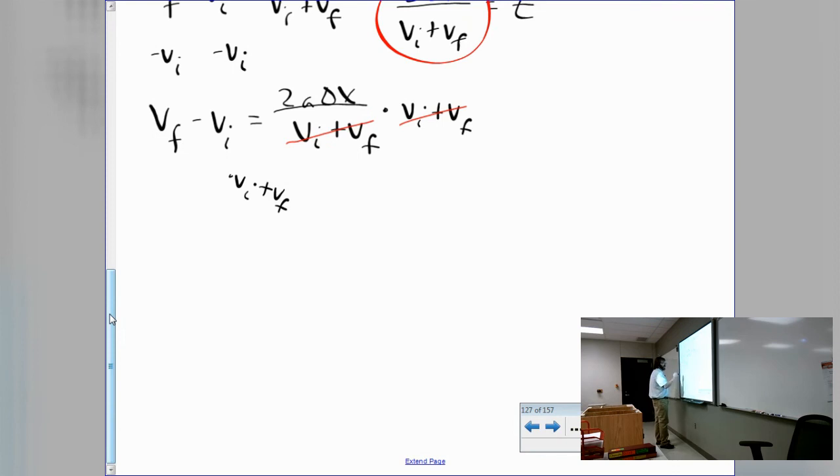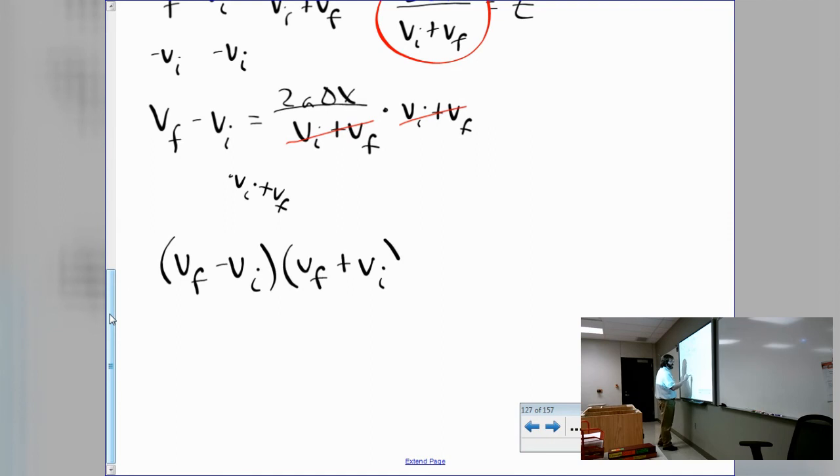I'm going to rewrite that, and then we kind of see a little bit better what we've got. So we've got velocity final minus velocity initial times velocity final plus velocity initial, equals 2a delta x. Now, what you would see is that we've got two portions in parentheses, and we need to FOIL them.